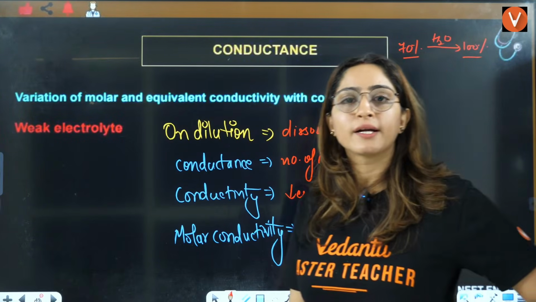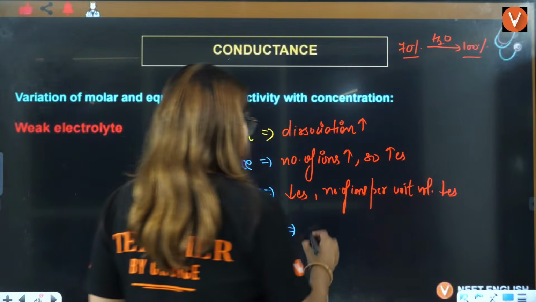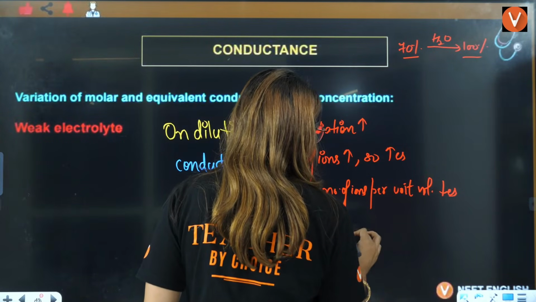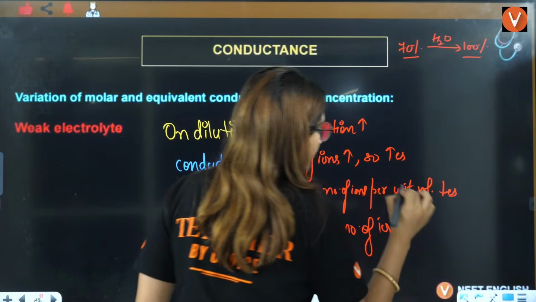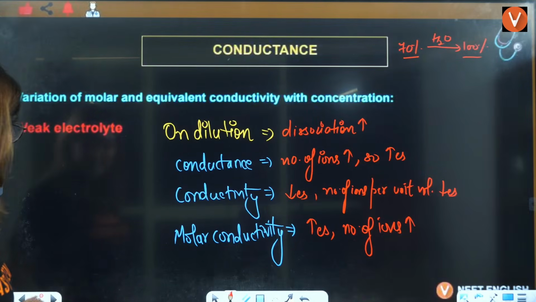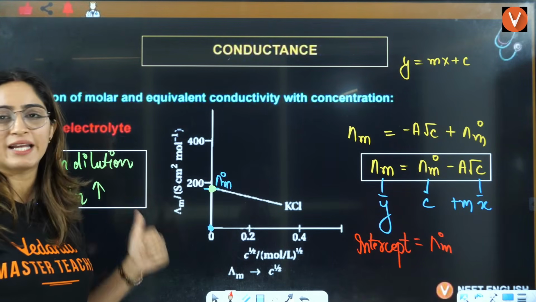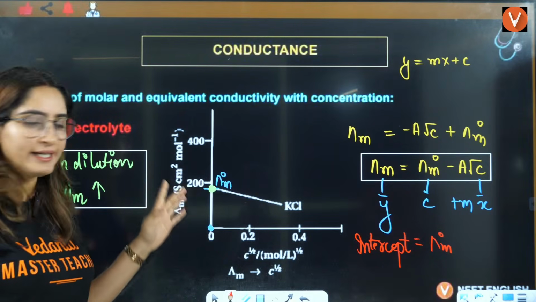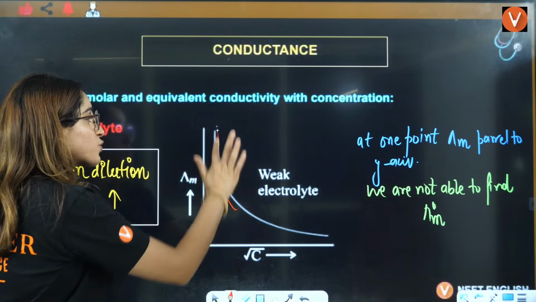What about molar conductivity? Molar conductivity also increases. What is the reason? The number of ions increases. Right? Now, can you see one thing? Ma'am, here it was decreasing, but it is meeting a point, that is the intercept. But in this case, ma'am, it is increasing and it is going parallel.